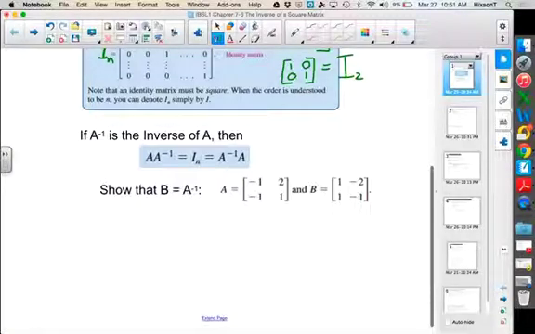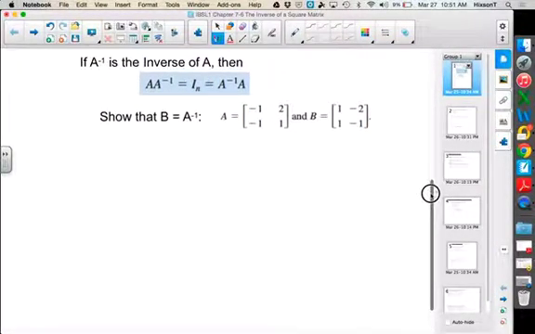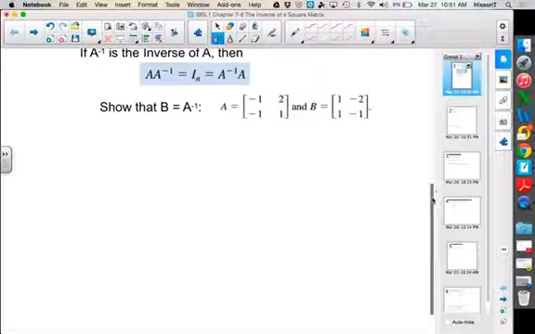Likewise, if I turn it around and I say A inverse times A, I'm going to get the identity again. So here, remember how I said matrix multiplication is not commutative? The only exception is when you have inverses or if you're dealing with the identity in some way. So let's look at, in this case, let's show that B is the inverse of A.